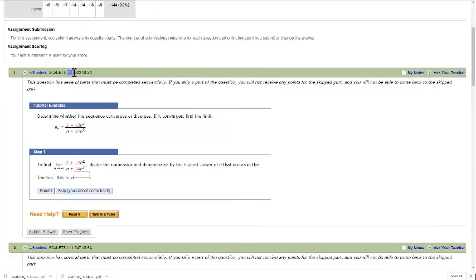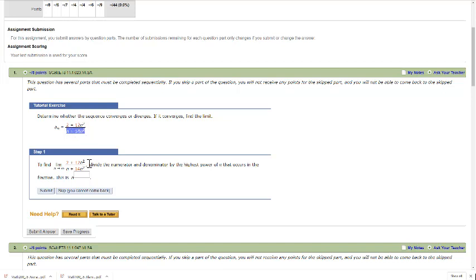Let's do a problem from your lab assignment, section 11.1. Number 1. Determine whether the sequence converges or diverges. If it converges, find the limit. Our sequence a_n is equal to (2 + 12n^2) divided by (n^2 + 14n + 14n^2).